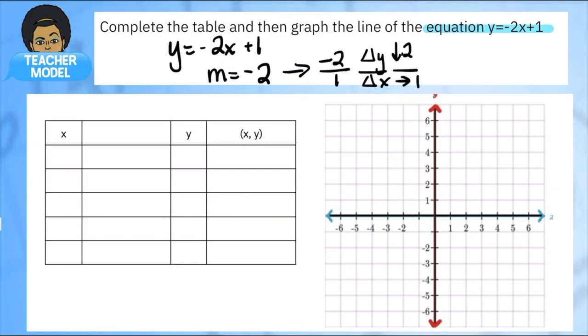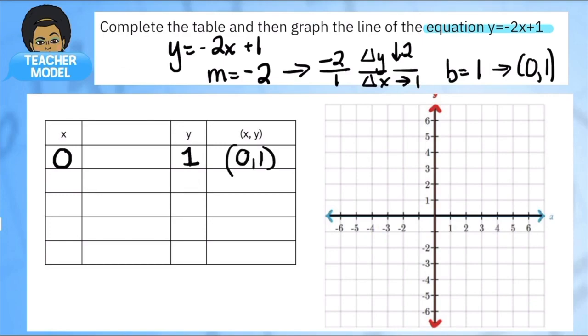And my b gives you my intercept. So my b is 1. So that gives me a point when x is 0, y is 1. That gives me a starting point. So before I even do anything, I can put these first ones in. When x is 0, y equals 1. So I have my first coordinate right here.